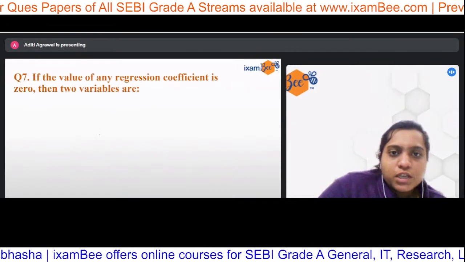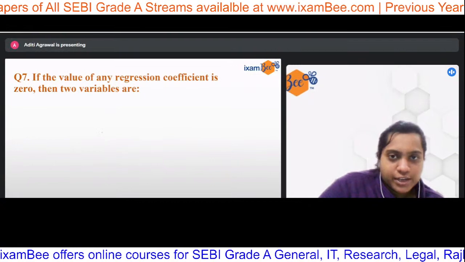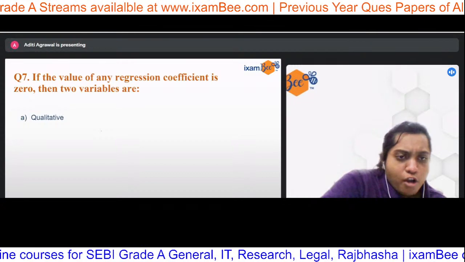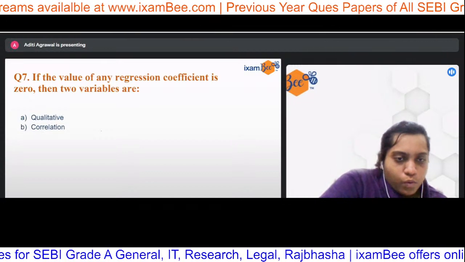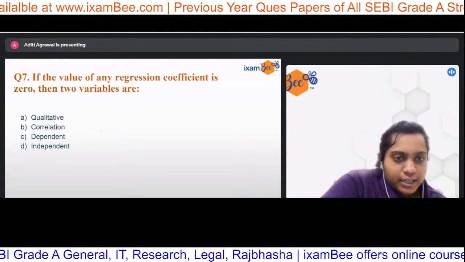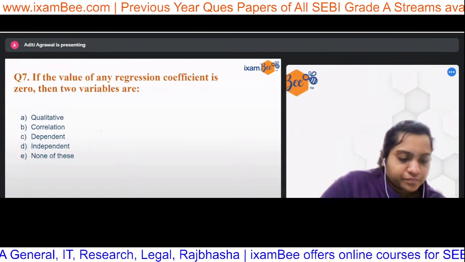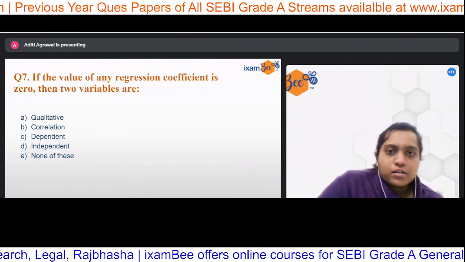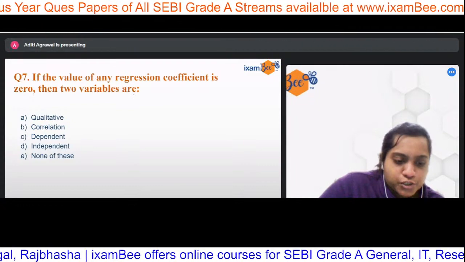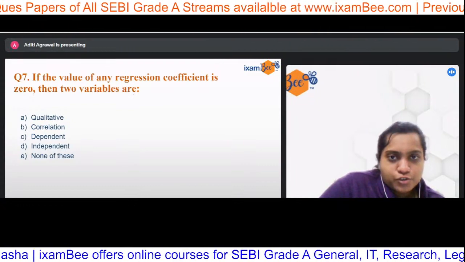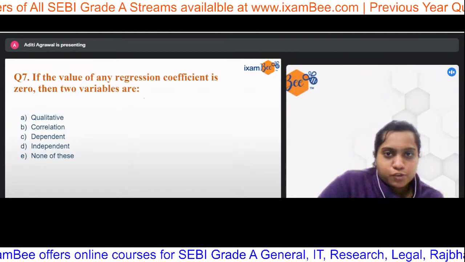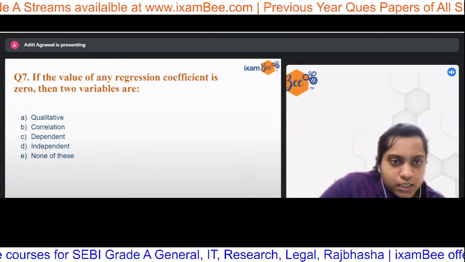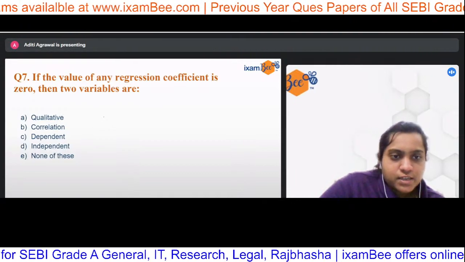Next question. If the value of any regression coefficient is zero, then the two variables are, options are qualitative, correlation, dependent, independent, none of these. You can reply in the chat box if you want. The value of any regression coefficient is zero, right? This is given to us. Then what happens to the two variables? Are they qualitative in nature? Are they correlated? Are they dependent on each other?